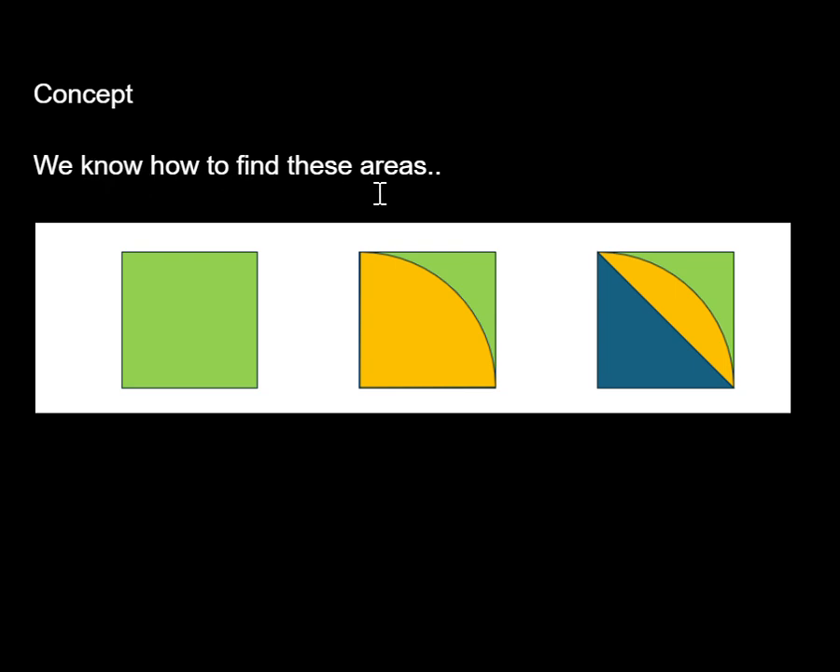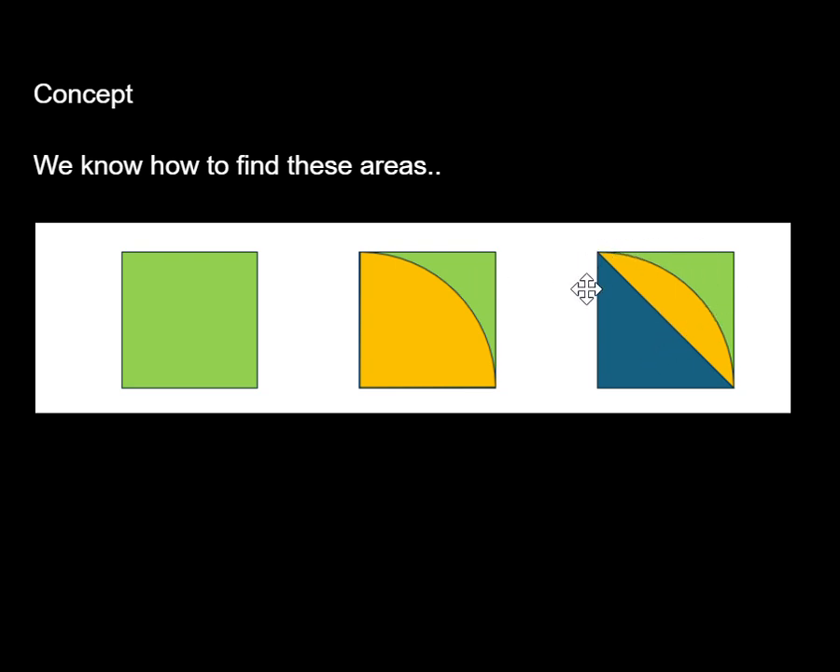So we know how to find the area of a square or a rectangle. If we have a quarter circle with an arc in such a way, we are able to find the area of this quarter circle. We should also be able to find the area of this green part. Simply take the area of this square, subtract this quarter circle, and you get the green part. So you can find both areas.